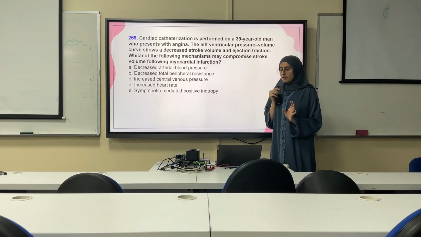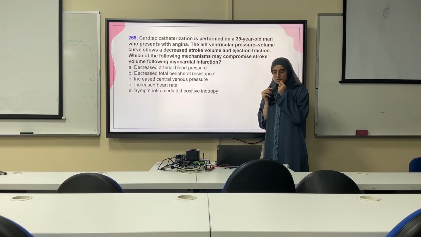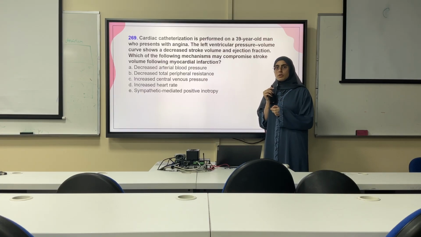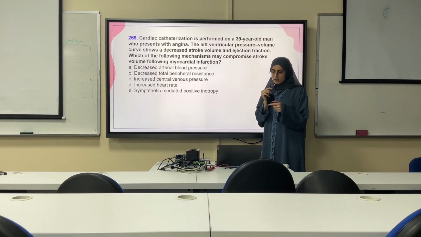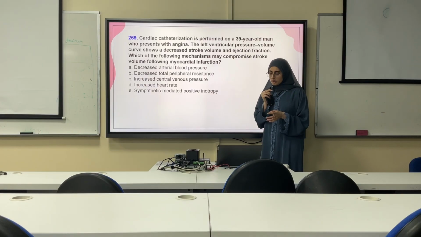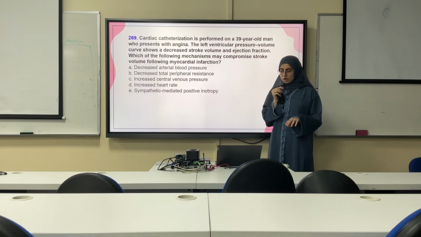And then here we have a question. Cardiac catheterization is performed on a 39-year-old man who presents with angina. The left ventricular pressure-volume curve shows a decrease in stroke volume and ejection fraction. Which of the following mechanisms may compromise the stroke volume following myocardial infarction? Is it a decrease in the arterial pressure, decrease in the total peripheral resistance, increase in the central venous return, increased heart rate, or the sympathetic?